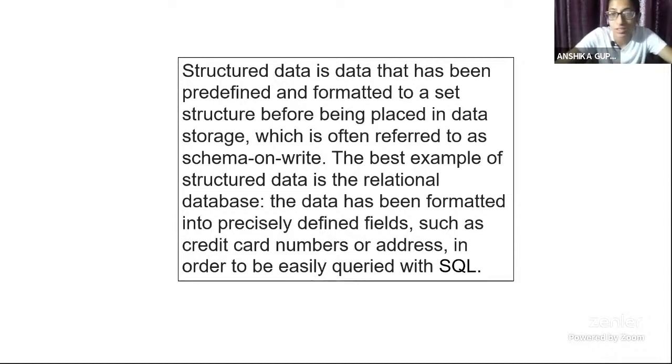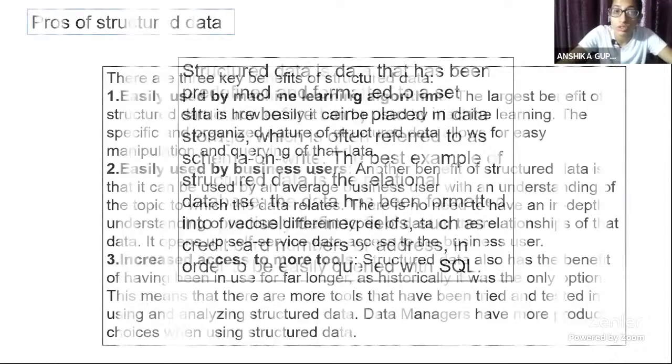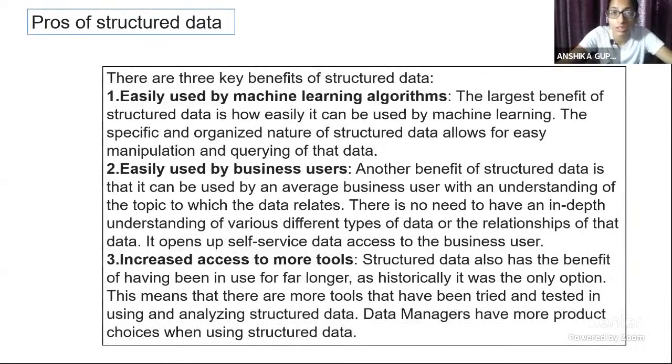The example of structured data is very simple: a relational database that has been formatted into precisely defined fields. That is how it is given as SQL, as queries. So now, what are the pros of structured data types?